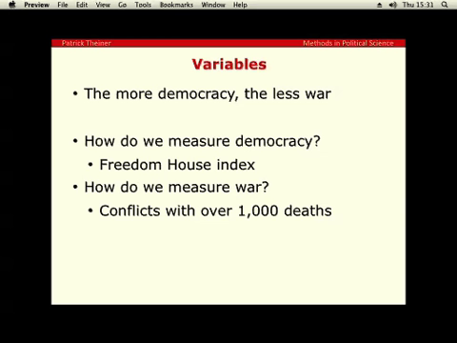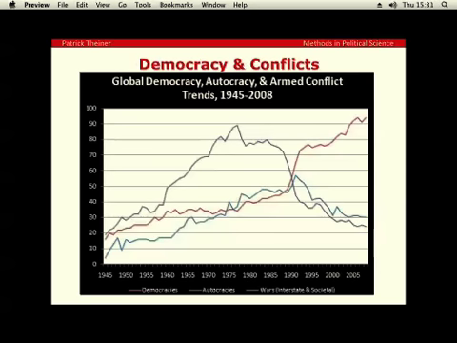Over 1,000 deaths. This sounds slightly cynical, but that just means that we can't have any kind of tiny border skirmishes with just 100 dead or so. We don't call that a war. We have to draw the line somewhere. What's a war? So let's see how this works out in practice.